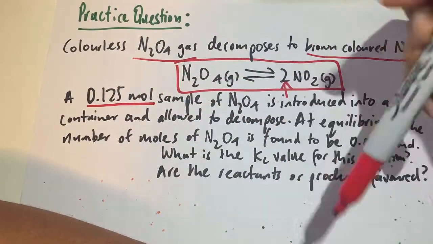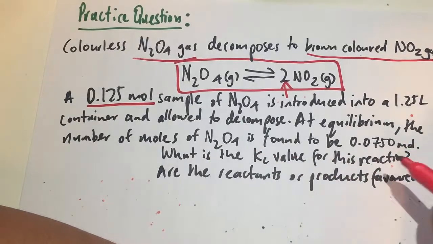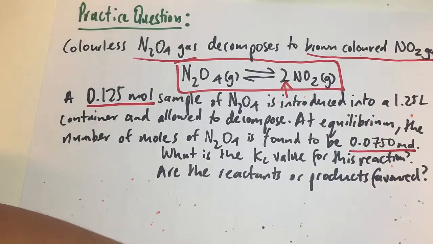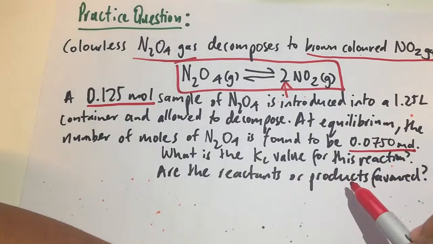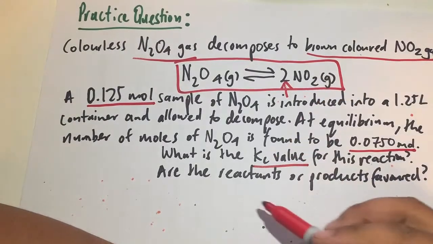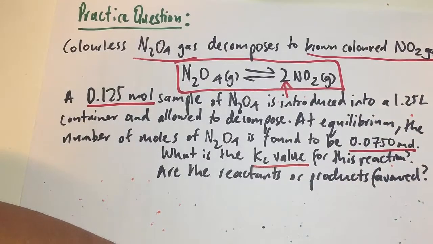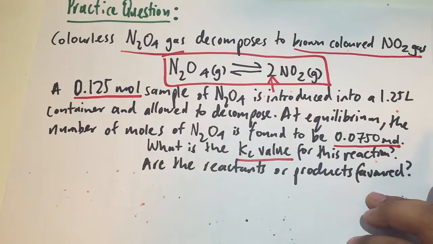At equilibrium, the number of moles of N2O4 is found to be 0.0750 moles. What is the Kc value for this reaction? And are the reactants or products favoured? So pause the video, have a go, and then have a look at the working out.